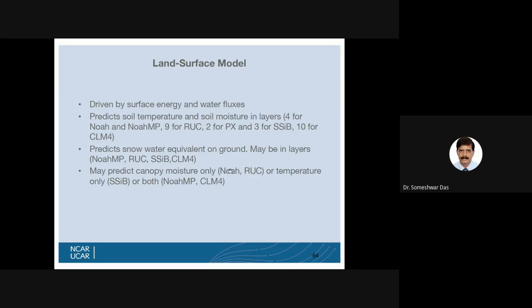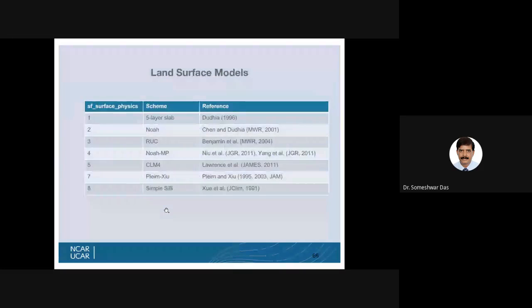That is in the NOAA scheme and in the RUC scheme, only the canopy moisture is predicted. Or temperature only is predicted in the SSiB scheme, or both in the NOAA MP and CLM4. Okay, so these are the options available for your land surface models: 1, 2, 3, 4, 5, 7, and 8.